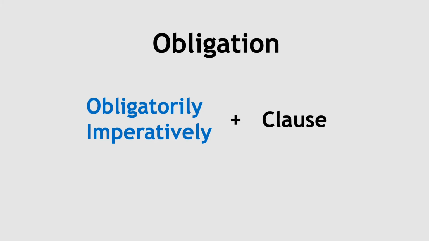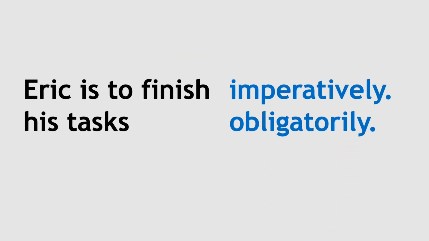So for obligations, I would say it is not very common for us to use obligatorily or imperatively inside a clause to show the modality of obligation. But in order to make a case, I'm going to show you anyway. So let's have a look at my example in the following slide. So Erik is to finish his tasks imperatively or obligatorily. This sounds a little bit unnatural as a way to express obligation of somebody with an adverb. Okay, but I just want to make a case that you can do it, but not all the time. Okay, so let's move on.